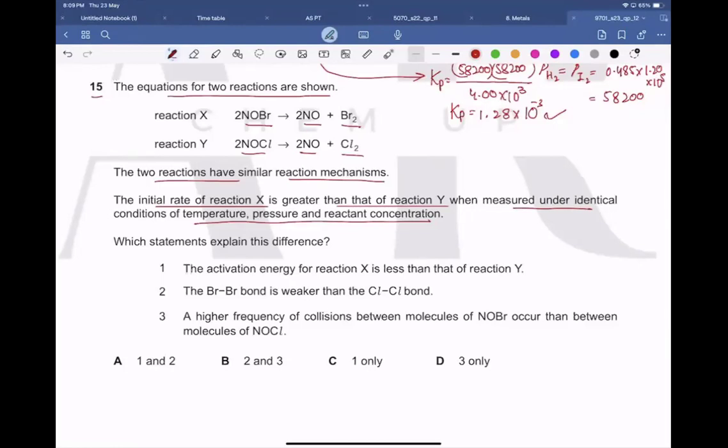So it means that, see, they have told you that this reaction is faster, if both are occurring in the same condition.